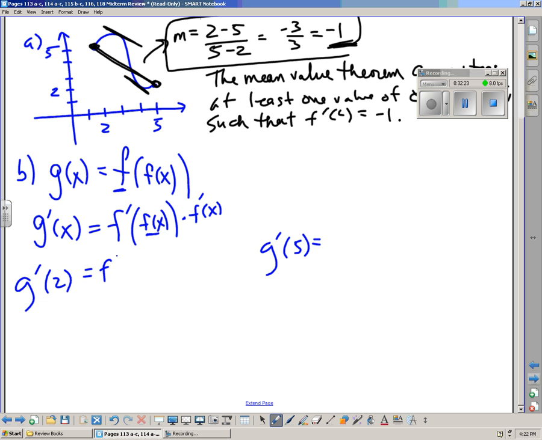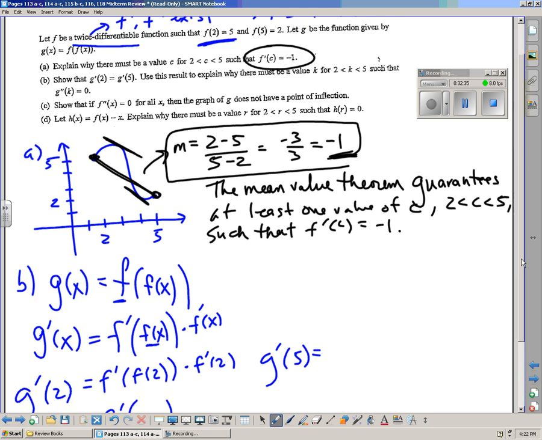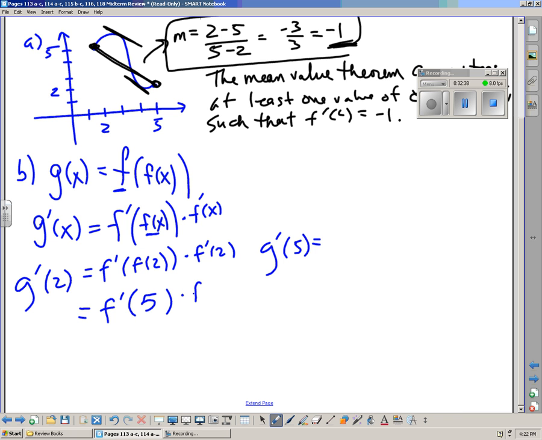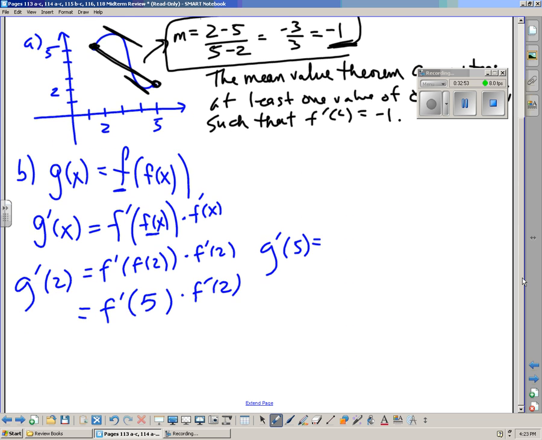G prime of 2 would be f prime of f of 2 times f prime at 2. Well, they were nice enough to tell us before that f of 2 was 5. So f of 2 is 5. So we're really multiplying f prime at 5 times f prime at 2. We don't know what those values are because all we know is f of 2 is 5, f of 5 is 2. So I'm going to leave this like this for a moment, because all they did was they asked us to show that g prime of 2 and g prime of 5 were the same. So we're going to go back to g prime of x here and plug in 5 and see what happens.